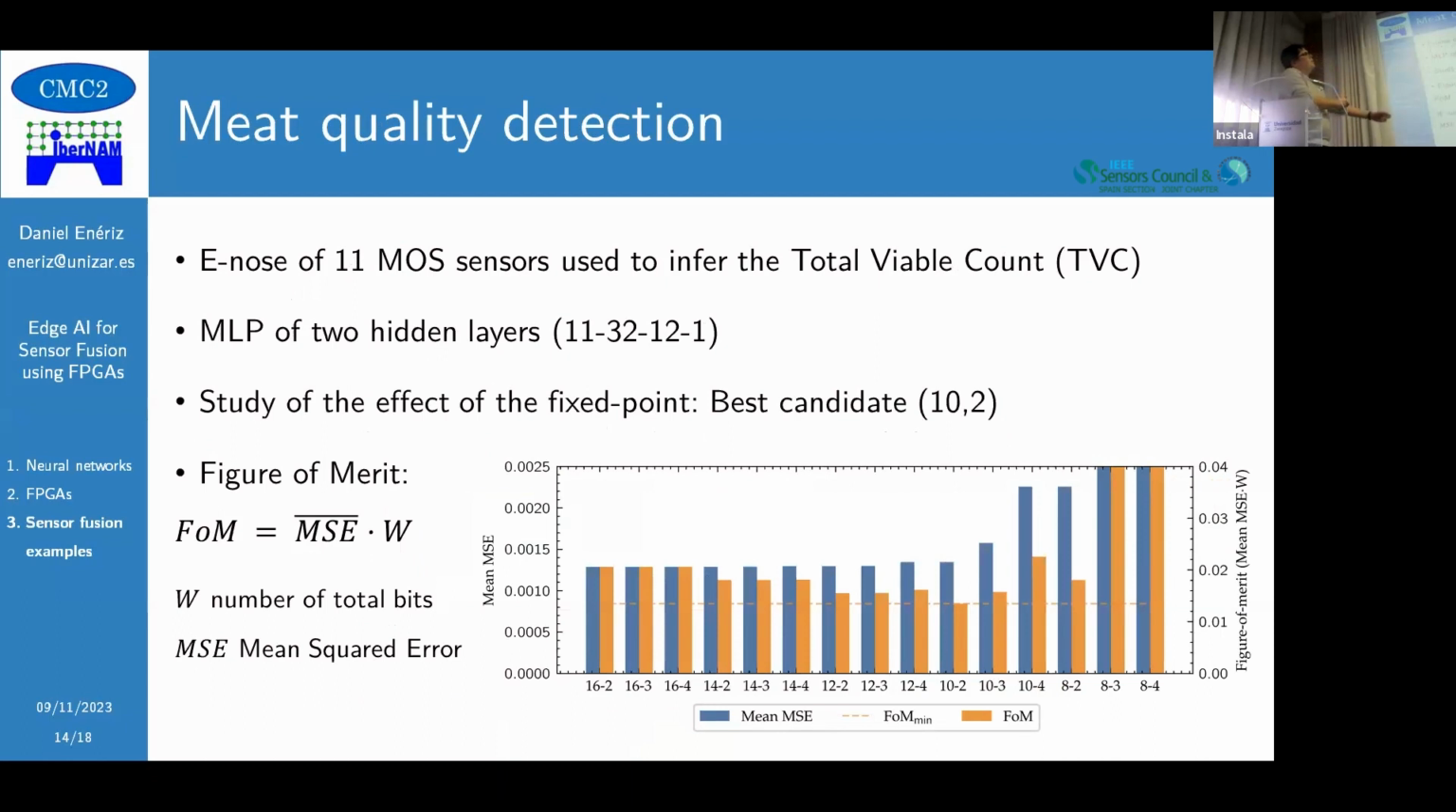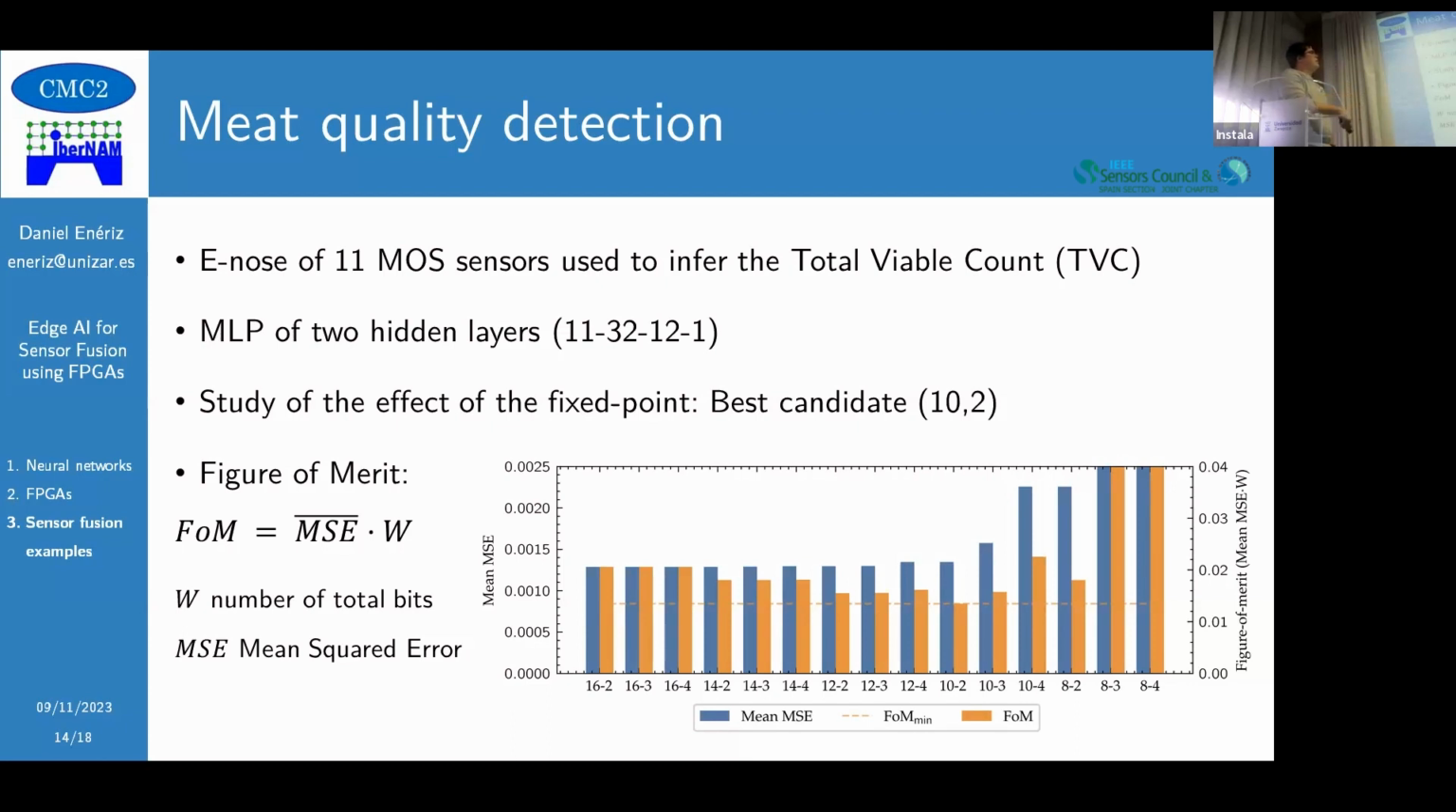Then we move to a meat quality detection problem. In this case, we work with a dataset that captured the outputs of 11 metal oxide sensors when exposed to atmospheres where there were different beef cut samples, and the dataset also had the total viable count, the TVC, which is a microbiological indicator of the quality of the meat.